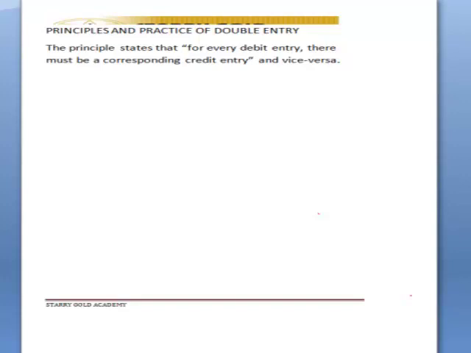Now the principle states that for every debit entry there must be a corresponding credit entry, and vice versa. What this means is that for every debit entry, a corresponding credit entry must be made, and for every credit entry there must be a corresponding debit entry as well. This principle is the foundation of bookkeeping. Experience has shown over the years that many students fail accounts due to lack of in-depth knowledge of this principle.